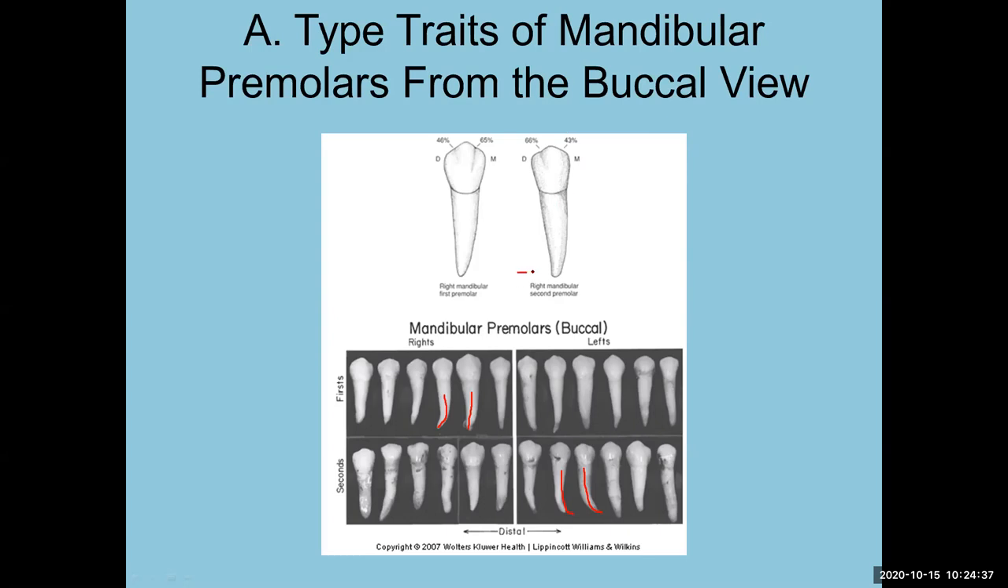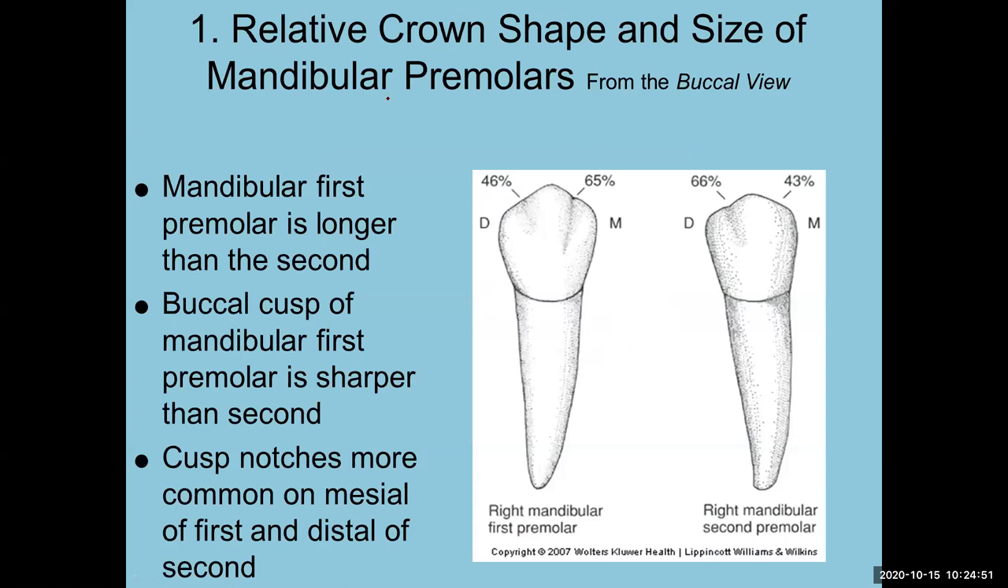So, having said that, if a root is going to curve, it's going to curve slightly towards the distal. So this would be the mesial. The mandibular first premolar is longer than the second premolar. The buccal cusp of the mandibular first premolar is sharper than that of the second. It's sharper, okay? And the cusp notches are more common on the mesial of the first and distal of the second. So if there's a cusp notch, this is a notch here, and this is a notch. It's more common on the mesial of the first and distal of the second.